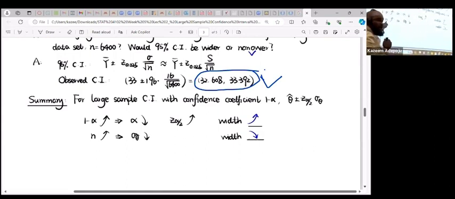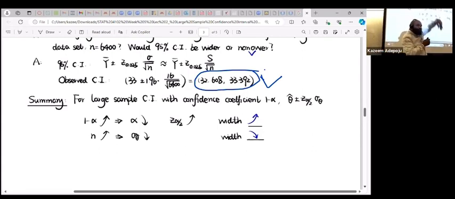When the sample size increases, the standard error is going to come down because the standard error has the sample size in the denominator. And of course, what will happen to the width of the interval is that it is going to be narrower. I just need you to take a look at that.